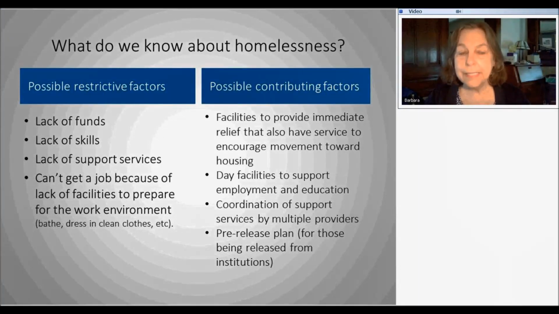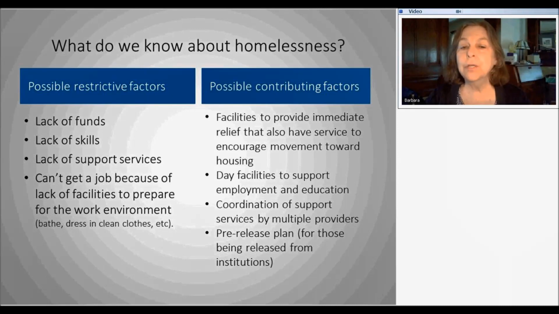So for this example, we have some restrictive factors and contributing factors. So what are things that restrict people from moving forward, moving out of homelessness? It could be a lack of funds, a lack of skills, a lack of support services, or they just can't move forward because they don't have an environment that allows them to have clean clothes. Those are all restrictive factors.